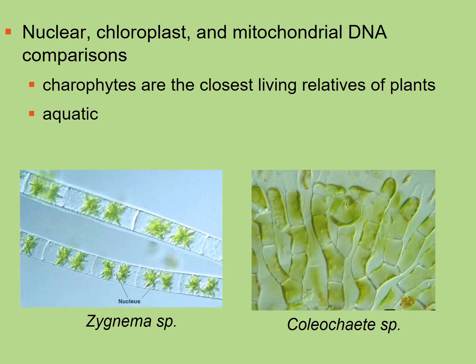So let's look at some examples of the charophytes. We talked about the characteristics, but additional evidence was obtained from nuclear DNA comparisons, chloroplast DNA comparisons, and mitochondrial DNA comparisons. So we know that the charophytes are the closest living relative of plants based on all of this evidence and those three characteristics that I just talked about on the last slide. They are actually still aquatic. Here we can see a couple examples. They look like plants, right? But they live in water. They're not land plants. Again, they're just the closest living relatives, and they're protists.